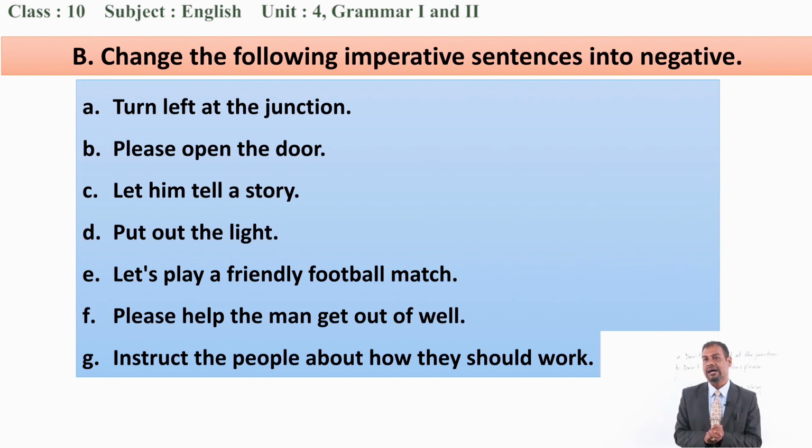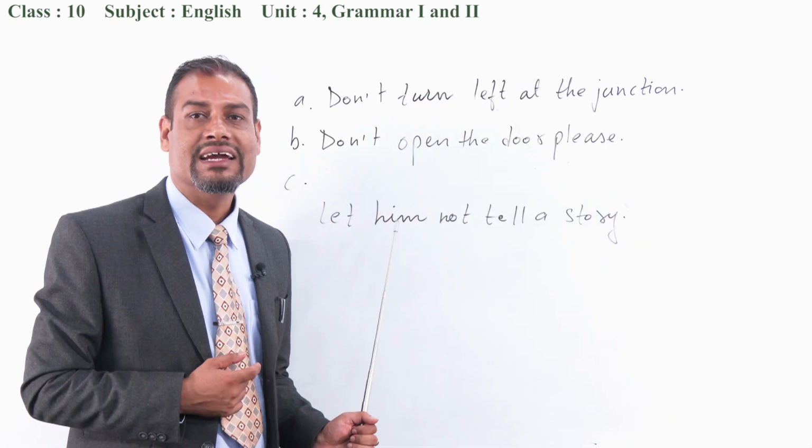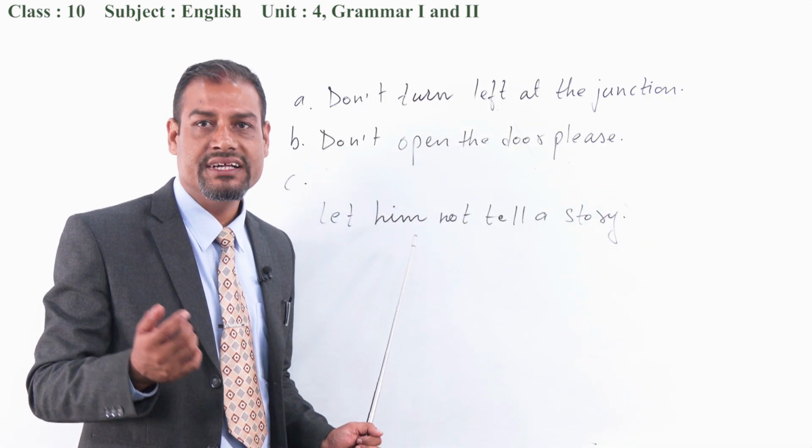Dear students, I hope you might have got the idea that while changing the imperative sentences into negative, we have to use do not or don't in the beginning of the imperative sentences. But remember, if there is the use of let's, we should not use it in the beginning, as I have already shown you in the examples. Okay, is it clear to you?